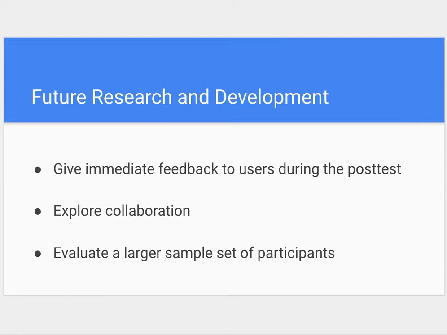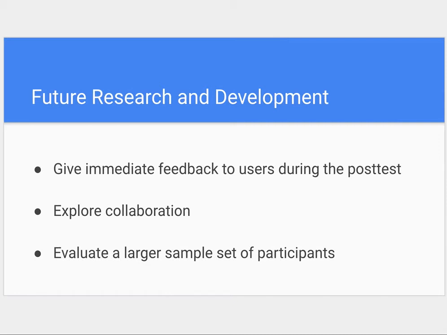And then future research and development. From my evaluations, I got user feedback that you can see here. One of the items was to give immediate feedback to the users during the post-test. In the demo of the app, I currently do not have immediate feedback of right and wrong answers. They get an email, and I get an email also telling me their answers, but they want immediate feedback while they're in the mobile app. I think that would be great. I didn't put that in my first phase because it just wasn't in scope, so I would definitely do that for the next phase if it were to continue.